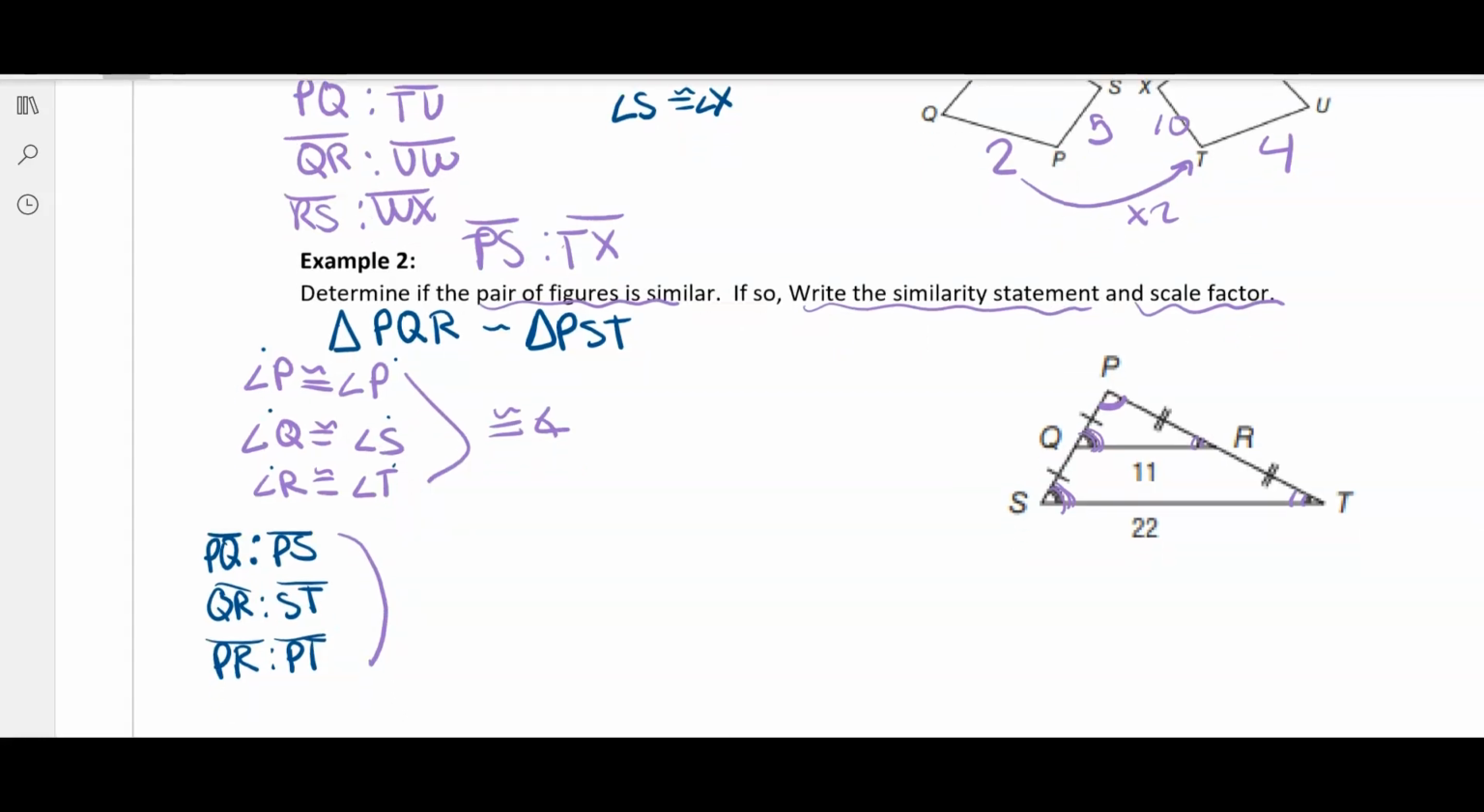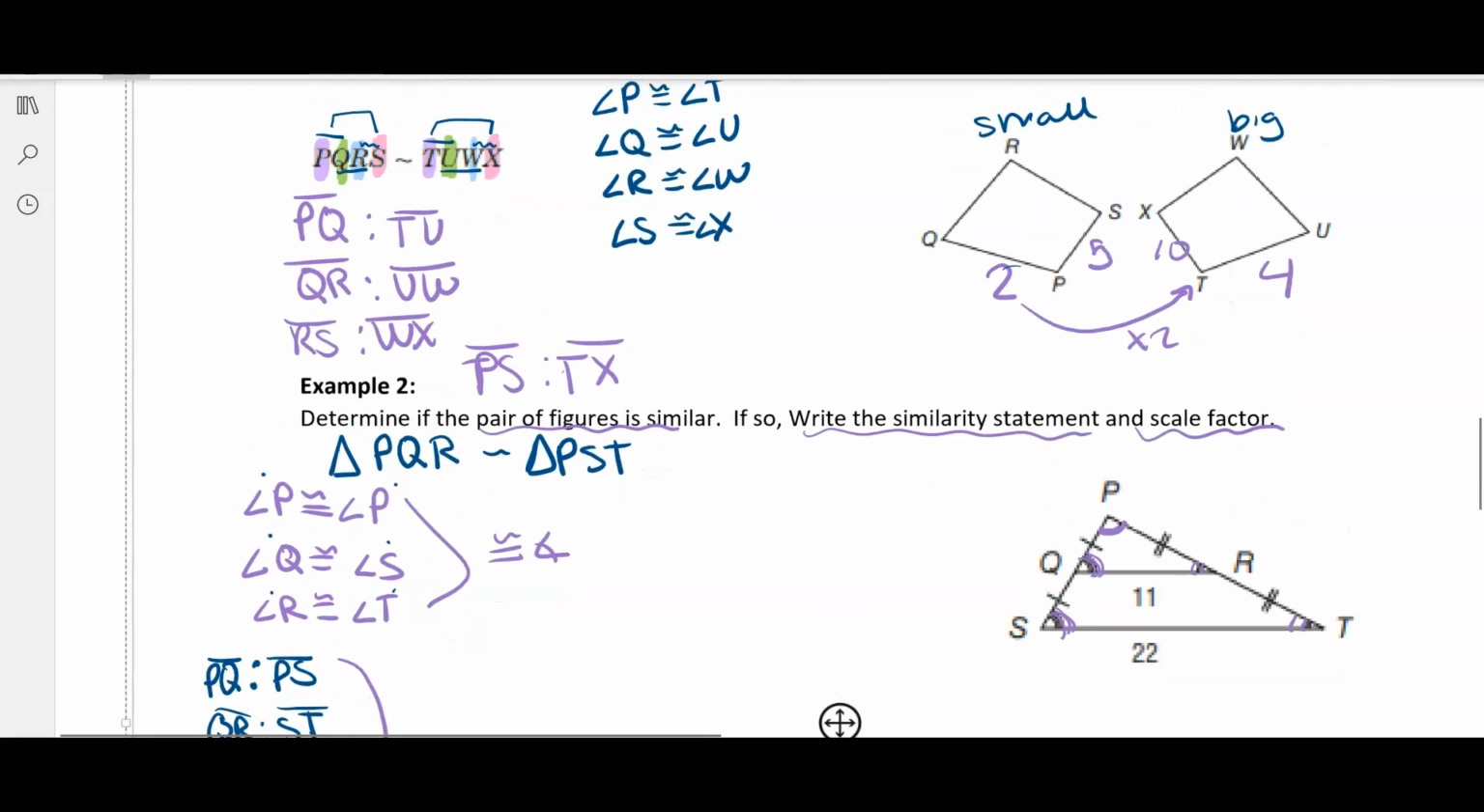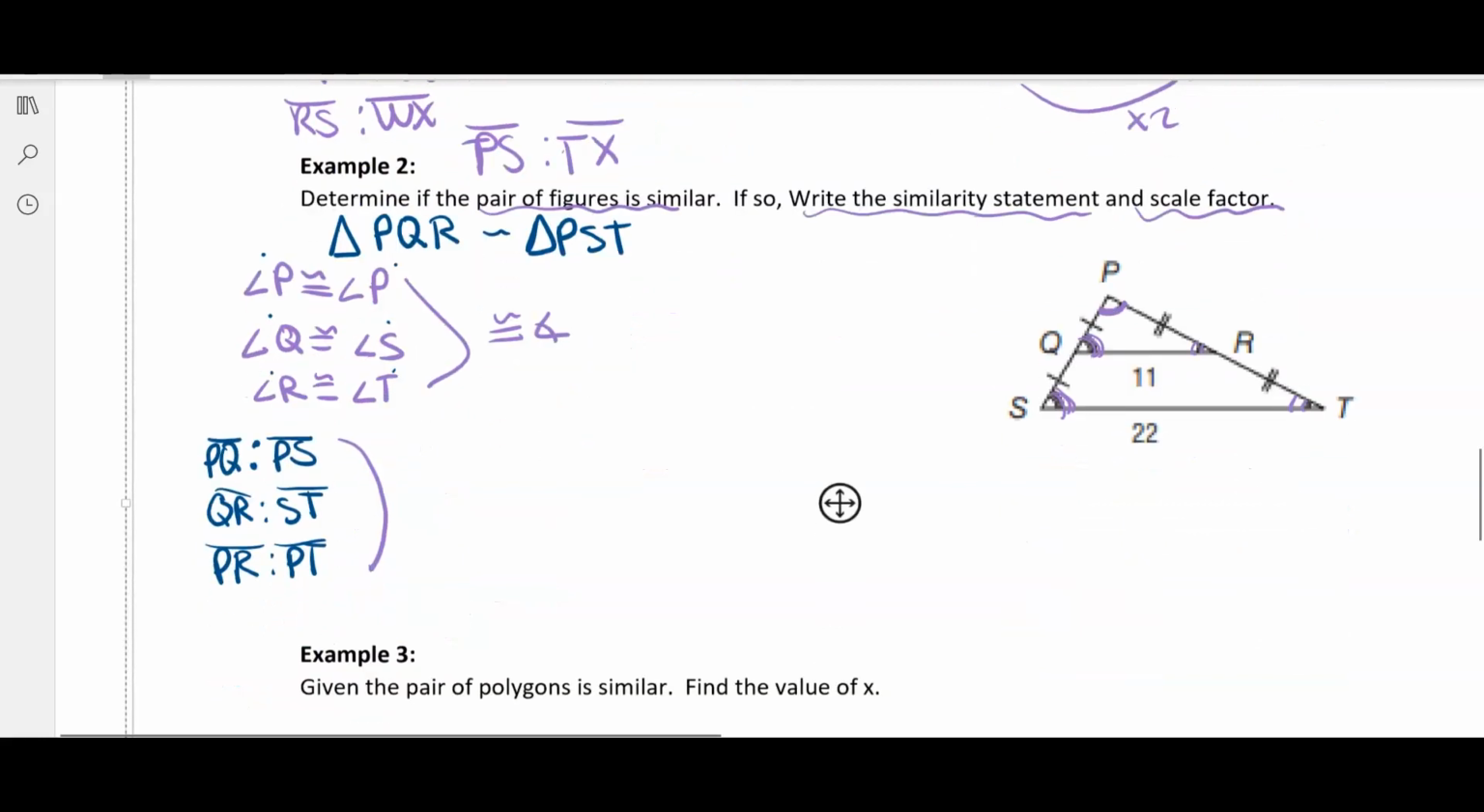So now we're going to go ahead and write our scale factor. In that first example, if we take this as the small shape and this is the big shape, if I took that one side and multiplied it by 2, I get 4. If I take the 5, I multiply it by 10. So I'm scaling up the polygon PQRS to a little bit bigger, to TUWZ. That's kind of what's happening here.